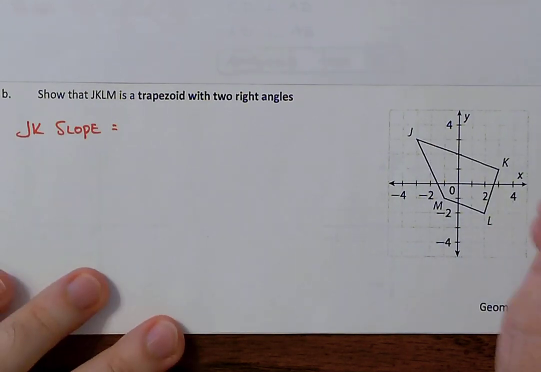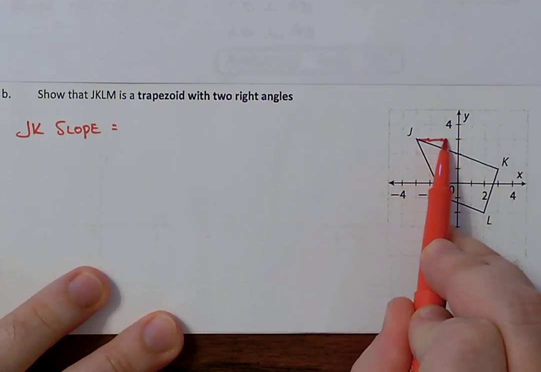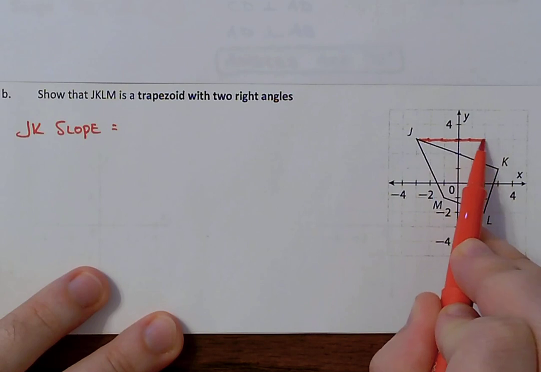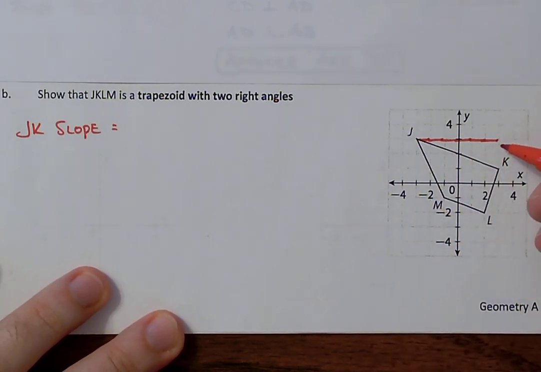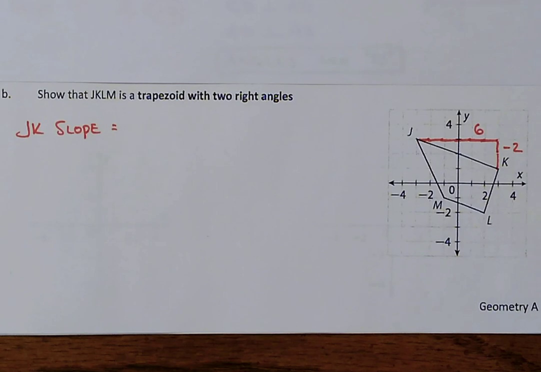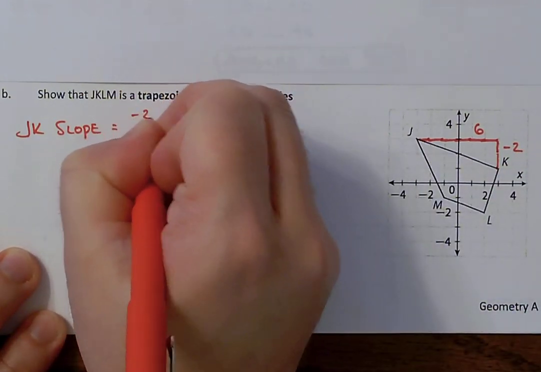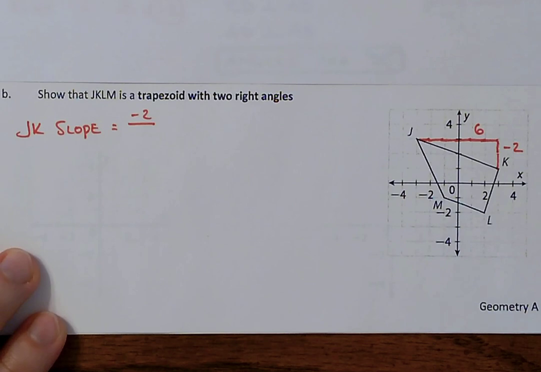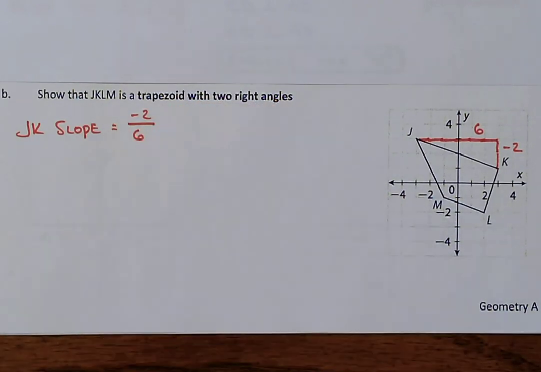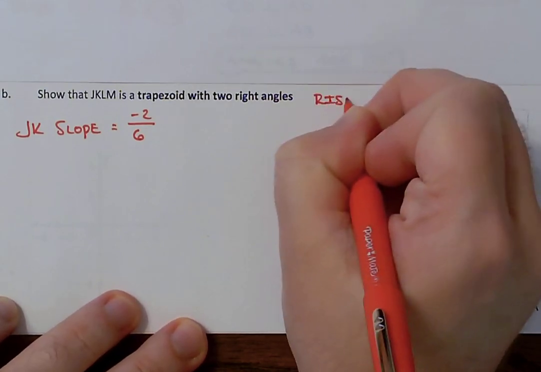So to get from J to K, we go to the right 1, 2, 3, 4, 5, 6, and then we go down 1, 2. So we went to the right 6 and then down 2. We're thinking of slope as rise over run, moving up or down. In this case, -2 is on the top, and then going to the right or left is on the bottom. In this case, +6. Again, because slope is rise over run.